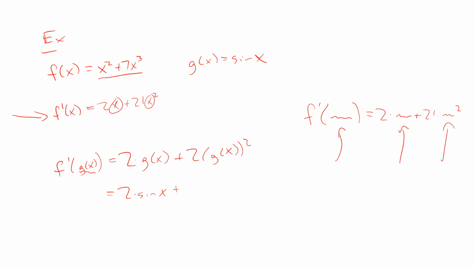Oh, I left the 1 off on the 21. That's 21 g of x squared. Sorry about that. 2 times sine of x plus 21 sine squared. Okay, so that is f prime composed with the function g of x. Alright, so I'm going to stop this lesson here, and in the next lesson I'll show you what the chain rule is.